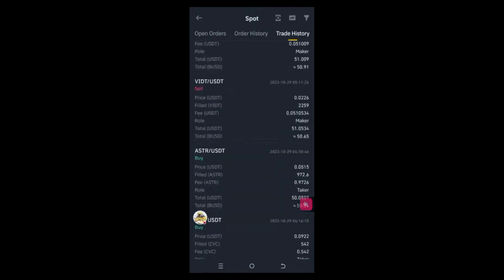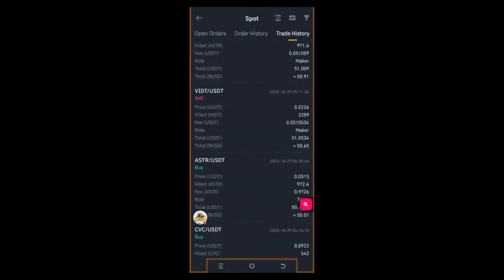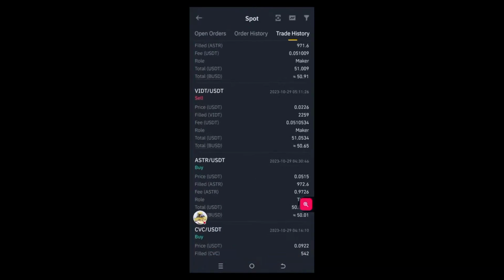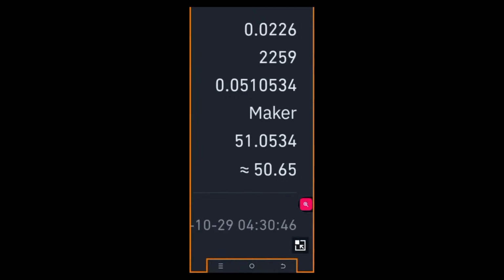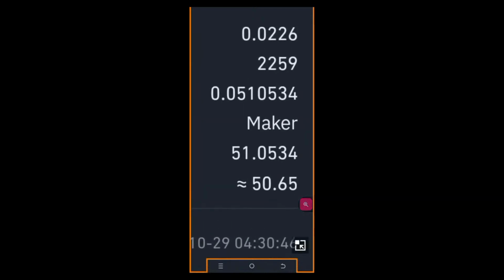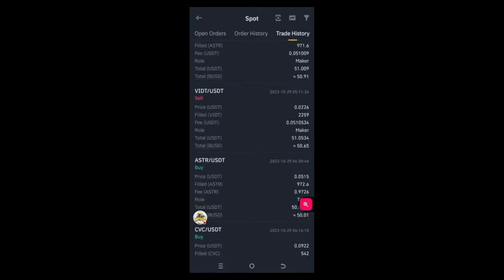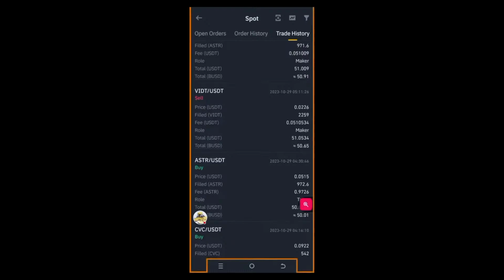In terms of its executing, we were able to execute it at 0.0226, and that gave us a profit of $1.05. Look at that. That's beautiful. That's glorious. Now removing the fees, that's about minus 5 cents. That means we made $1, which is beautiful. That's 2%. Our 2% target was met and crushed, and we executed beautifully. That's VIDT USDT.